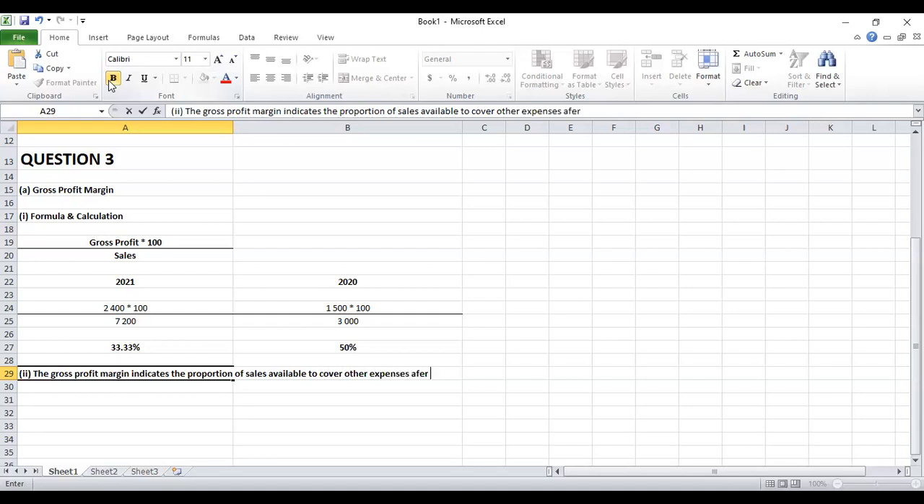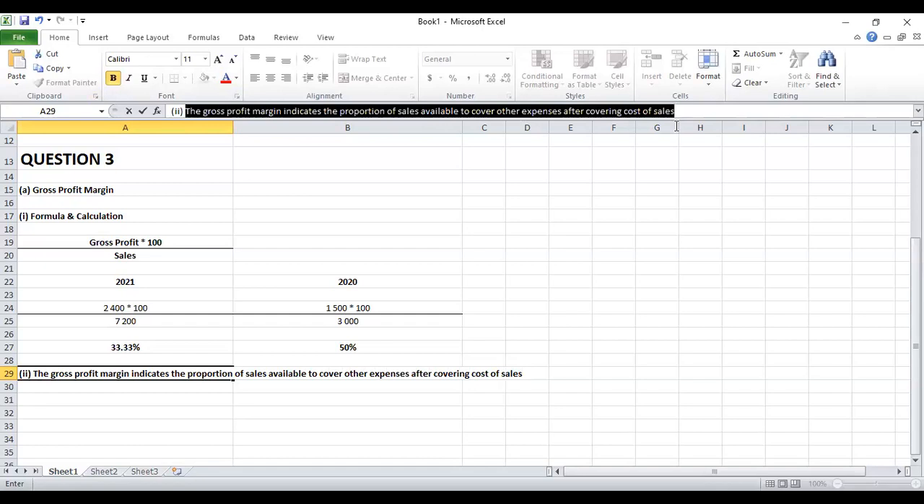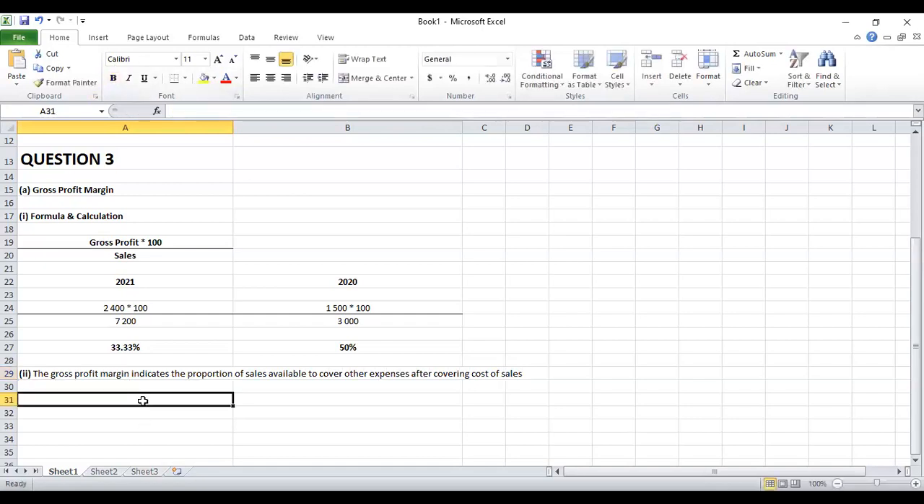After covering cost of sales, 33% of the sales are available to cover other expenses. That's what it means when it says our gross profit margin is 33.33%. That means 33% of the revenue would then be there to cover other expenses.